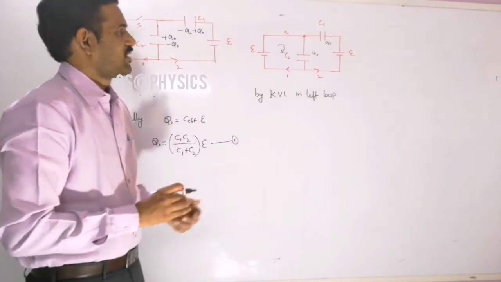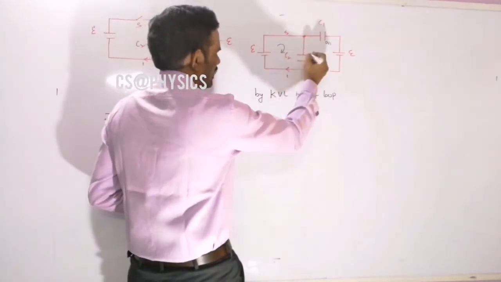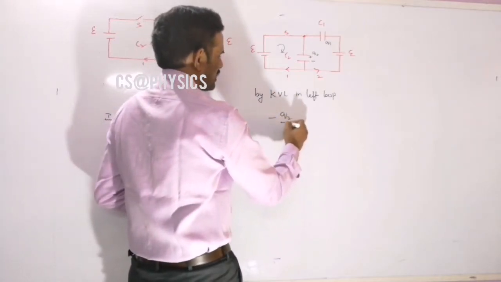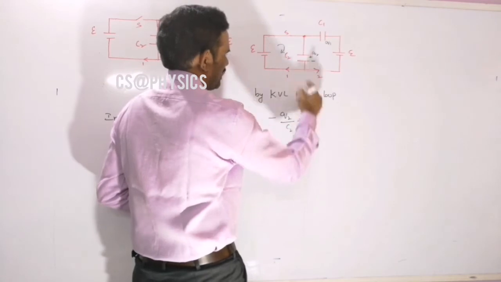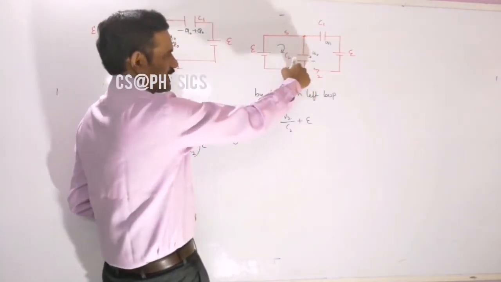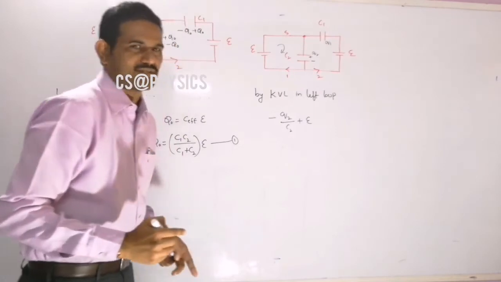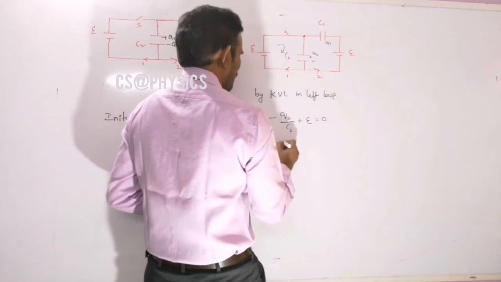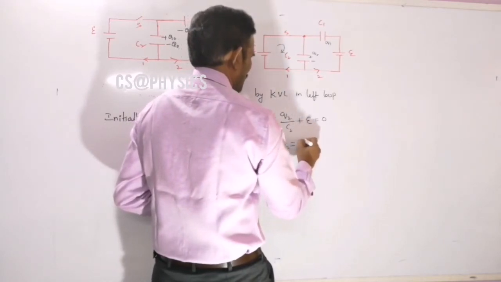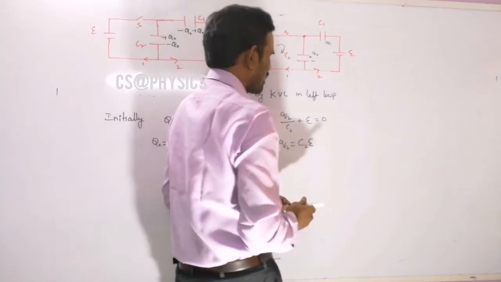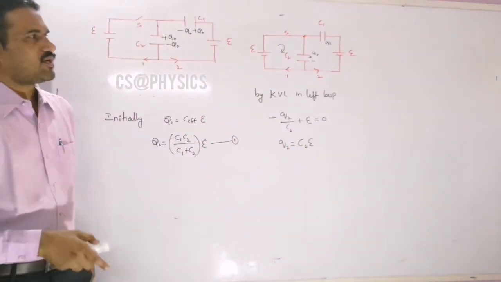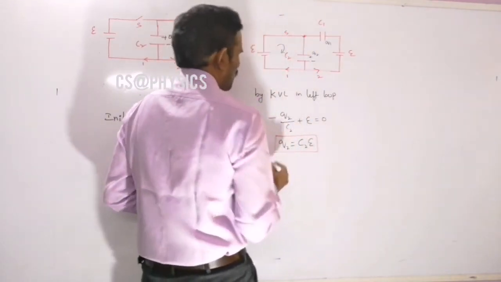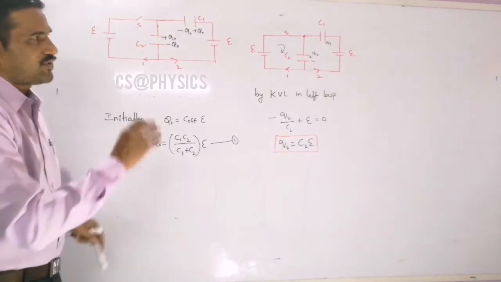That means this side, starting from here, I am assuming this as positive and this as negative. So that is minus Q2 by C2 plus E, because when you are traveling along this direction only one capacitor and that cell is there. Therefore I can write this as equal to 0, and from this we can write the Q2 value as C2 into E. So that is the charge present on the capacitor C2.